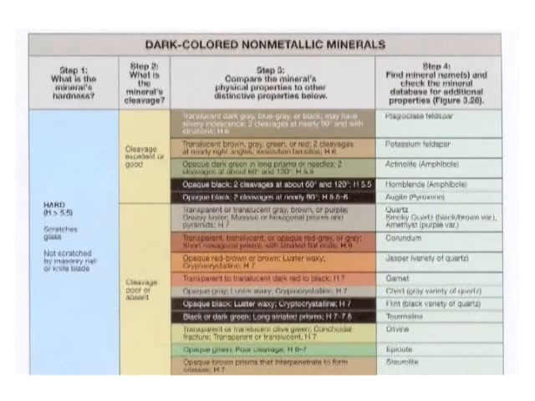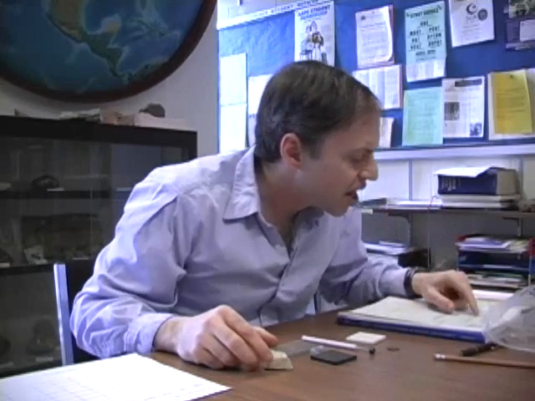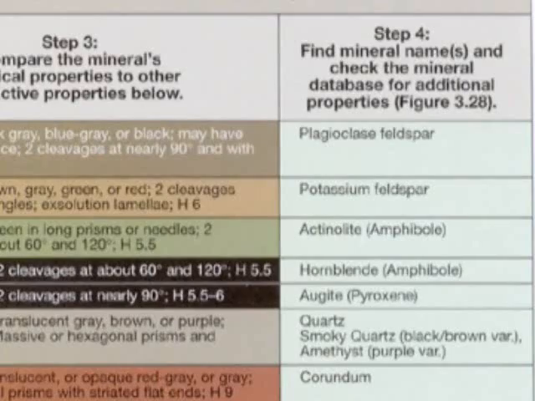Now I'm looking at my chart, I'm figuring out what this is, and I've gotten through that the luster is non-metallic, a pretty hard mineral, hardness of 6, I got cleavage in two directions. I can go through, I have two things that it's down to. It's either potassium feldspar or plagioclase feldspar. Those are my two possibilities.